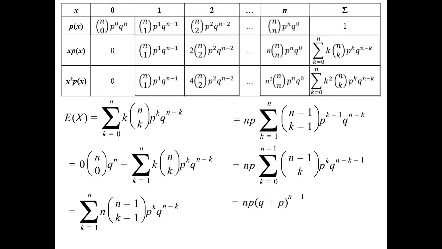But q plus p, well, that's equal to 1, because they were the probabilities. So it's simply np. Don't panic yourself about the derivation of that. All you really need to know is the expected value is going to be np. But that's how we get it. We can prove that to be true.